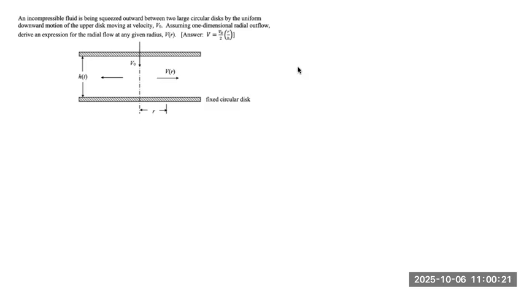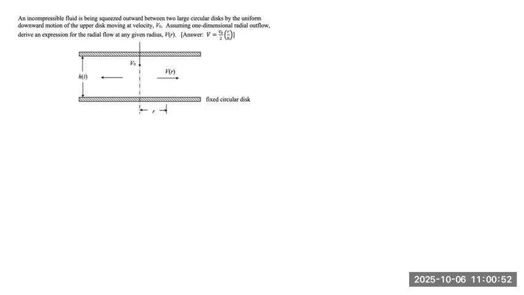An incompressible fluid is being squeezed outward between two large circular disks by the uniform downward motion of the upper disk moving at velocity v0. Assume one-dimensional radial outflow, and derive an expression for the radial flow at any given radius, vr. So this is another control volume problem, and let's again review the type of equation that we will be using to solve it.